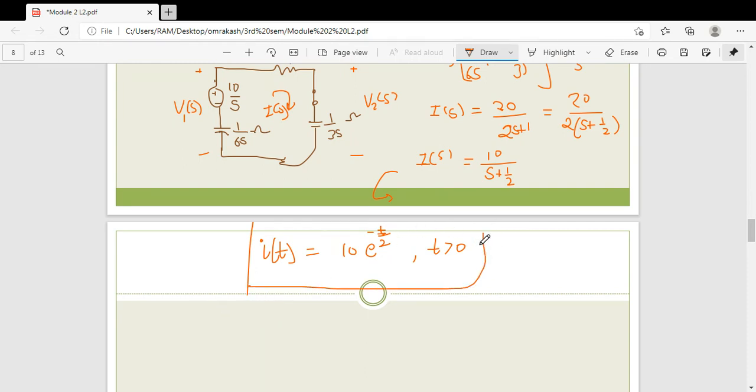When you apply this V1 of s, what is the value of this V1 of s? It is nothing but your 10 by s plus 1 by 6s multiplied with your I of s, right? Use that I of s, this value here, and solve this circuit.